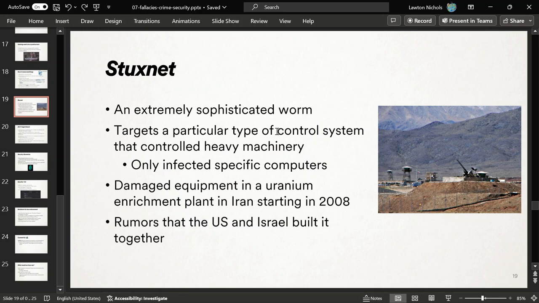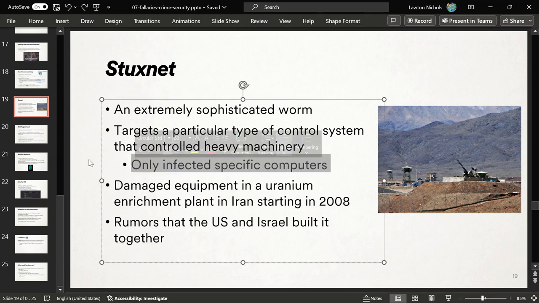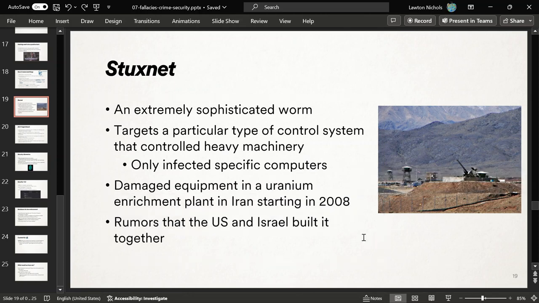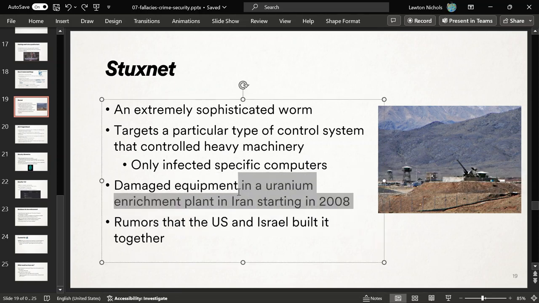And so it noticed when it was on that specific kind of computer, and then it infected it, which is very weird. Then it turned itself on. So it only infected very specific computers and ended up damaging the heavy machinery that was attached to it, which is fun, in a uranium enrichment plant in Iran back in 2008.